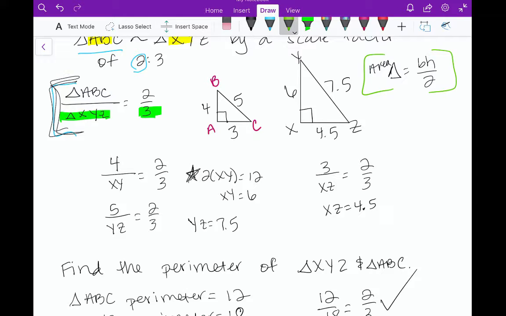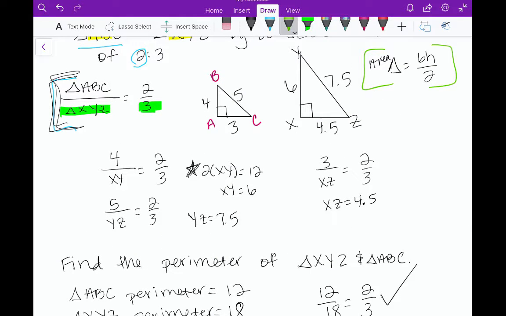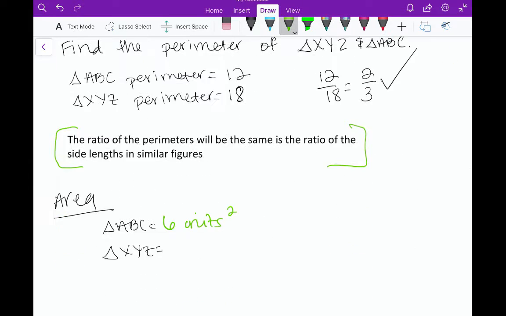So what are the areas of these? The area of ABC is going to be 3 times 4 divided by 2. 3 times 4 is 12, divided by 2 is 6. So the area of triangle ABC is 6 units squared. And then the area of XYZ is going to be 4.5 times 6 divided by 2, which if you think about it is the same as 4.5 times 3. You just divide the 6 by 2 and I would get my answer. So that's 13.5 units squared.